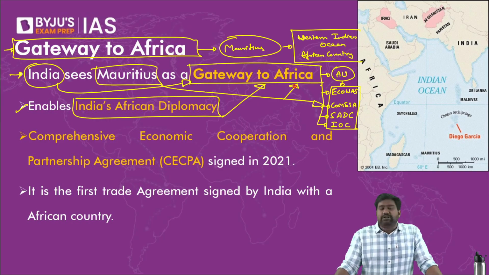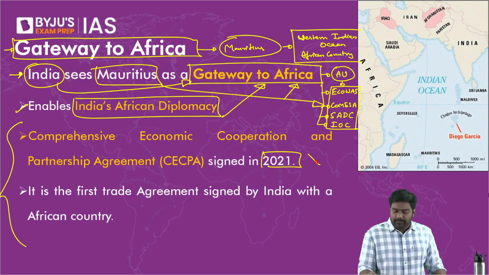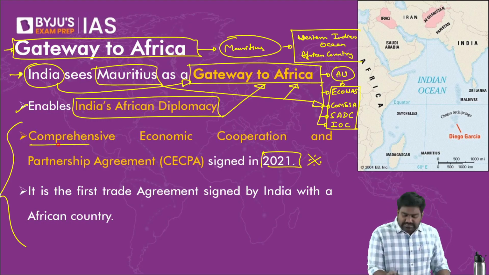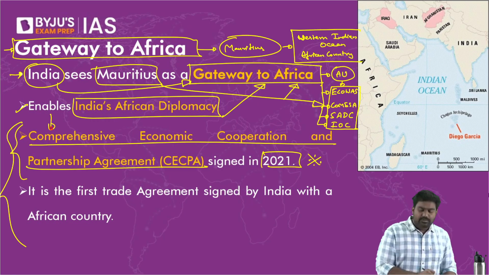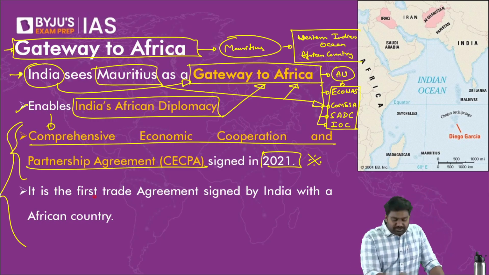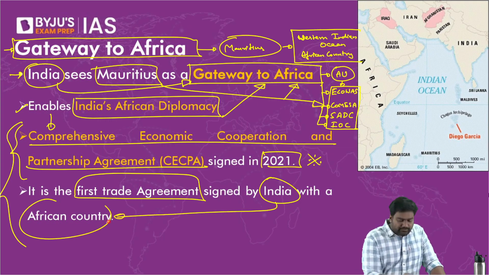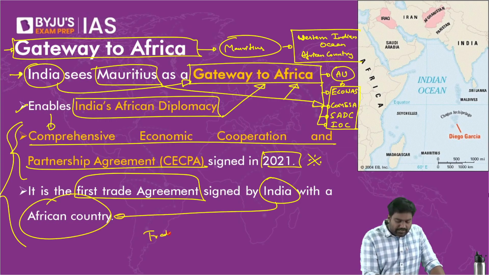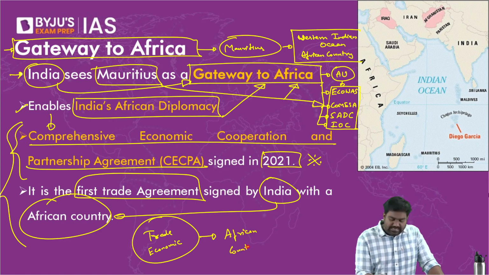So with this important country, we have signed a free trade agreement 2 years ago in 2021. The Comprehensive Economic Cooperation Partnership Agreement was signed. This is the first trade agreement India has signed with an African nation, and it will boost our trade and economic relations. Our trade economic ties will receive a big boost, which could help our ties with other African countries as well.